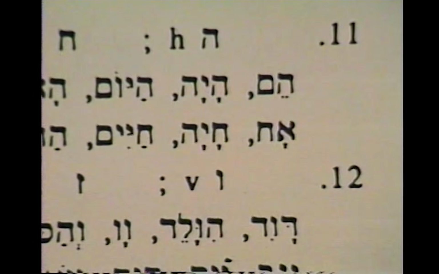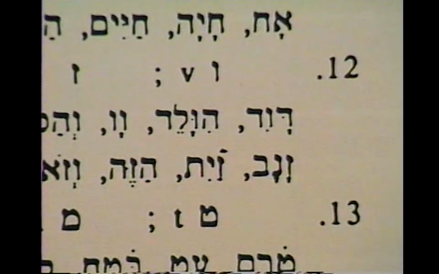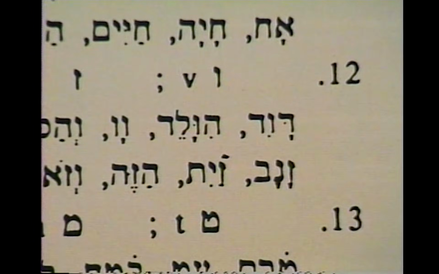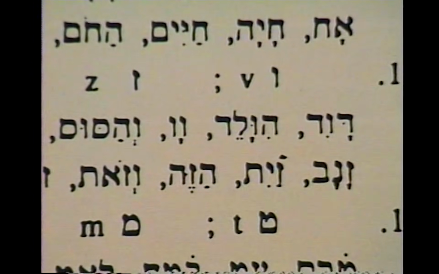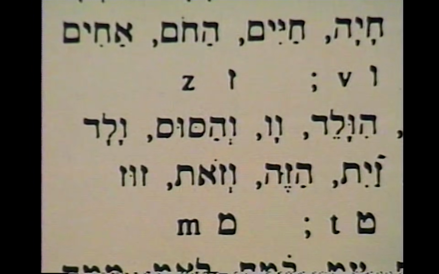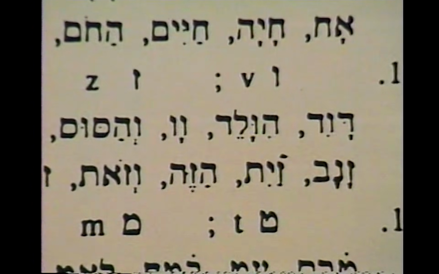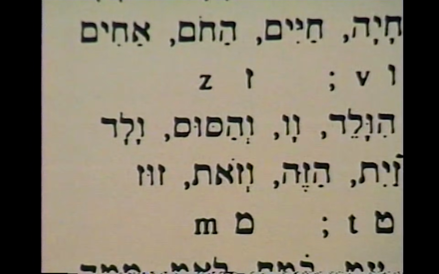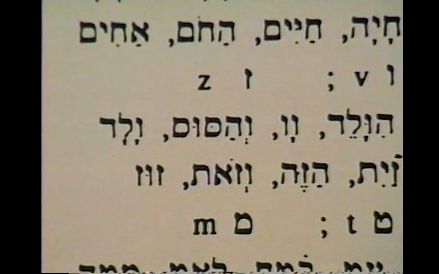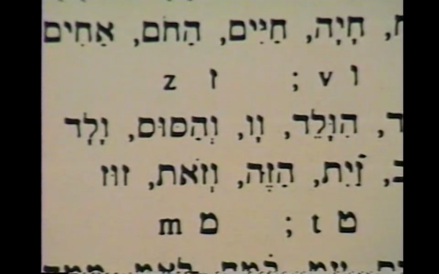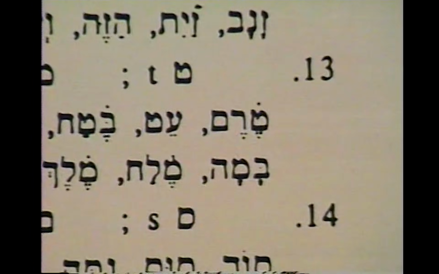Number 12. Trying to distinguish between the Vav and the Zayin. David, Hivaled, Vav, Vehasus, Valed, Zanav, Zayit, Hazeh, Vezot, Zuz. Number 13, we'll distinguish between the Tet and the Mem.